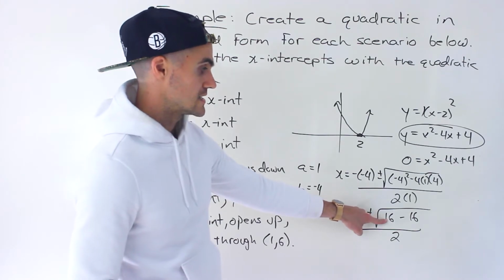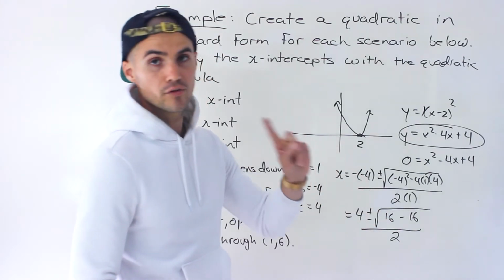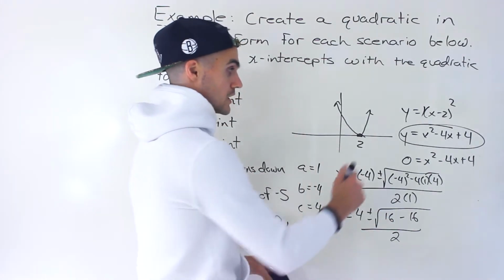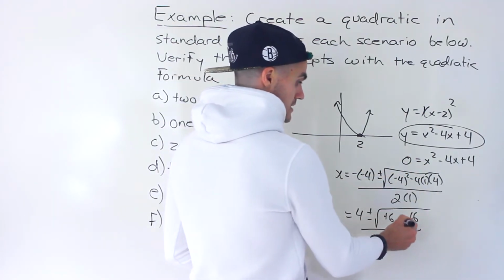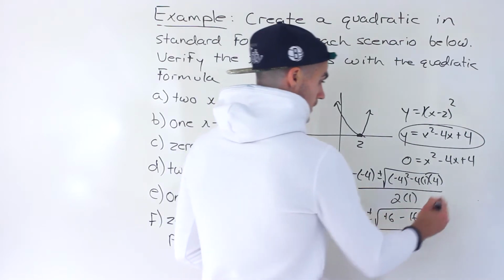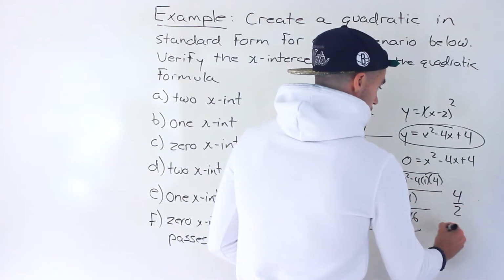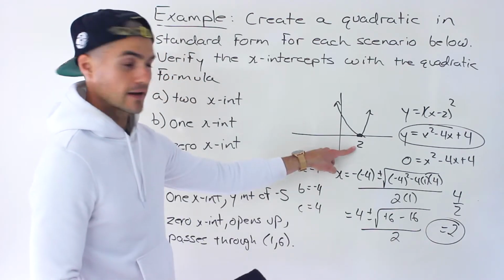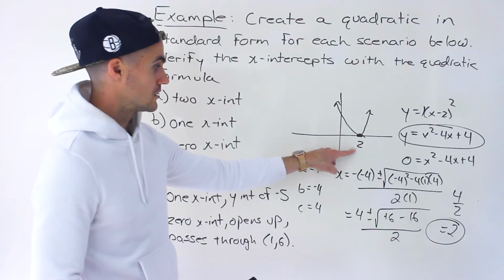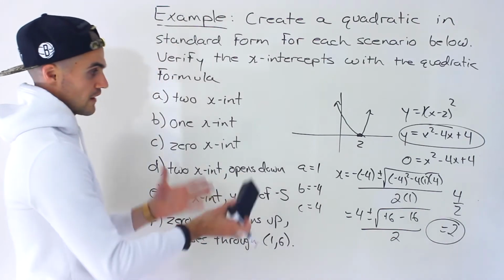You should get a 0 under the square root if there's only going to be one root to the equation you're solving for, or one solution. Notice that we do get 16 minus 16, so this whole thing goes to 0. So we're just left with 4 over 2, which gives us that x value of 2, as expected, that x-intercept right there. All right, so we verified it.